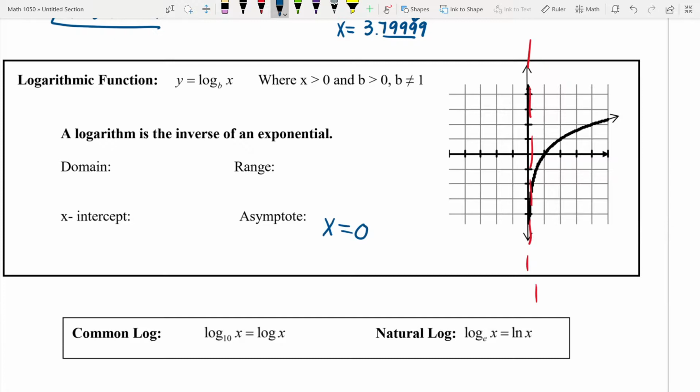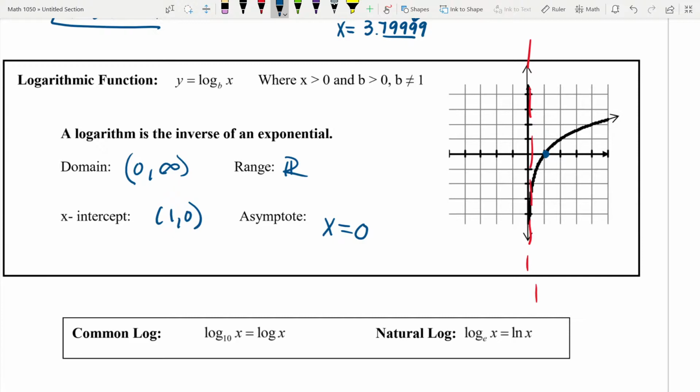Domain. Everybody in the room, tell me, what is the domain? Talk to me. 0 to infinity. How do I close my 0? With a parenthesis. Why a parenthesis? Never touches it, right? How about range? Range is Y. Start low, move up, everything. Didn't tell me how to write it. I'm going to do it the easiest way, all real numbers. X-intercept, it's right here. It is the ordered pair, 1, 0.